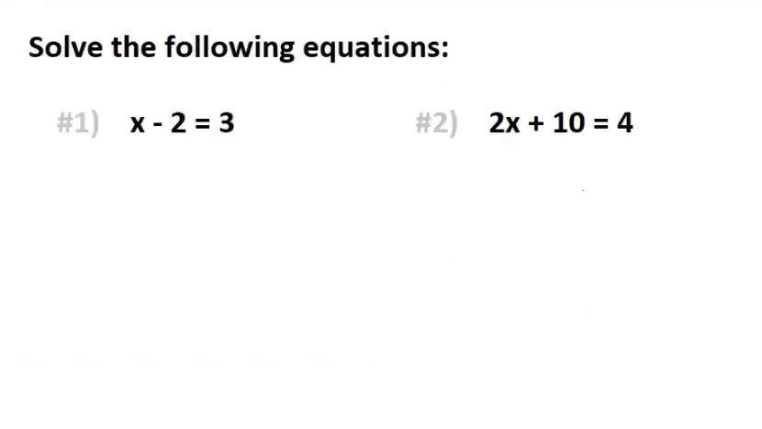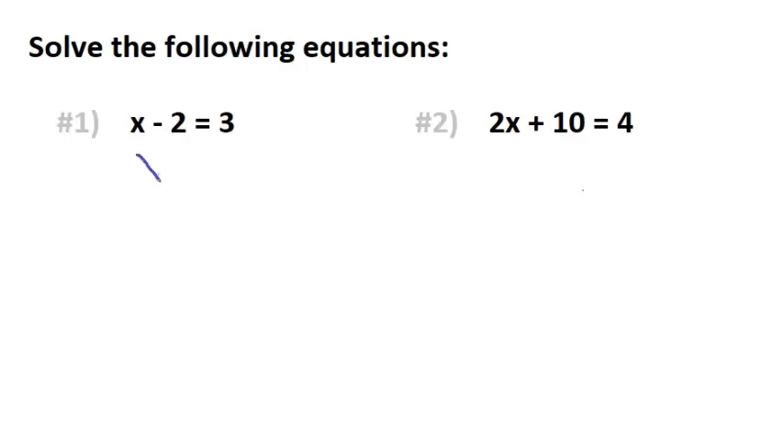Okay, so the first exercise is x minus 2 equals 3. We obviously know that the x should be 5, right? Because 5 is the only number that if you subtract 2 from it, you will get 3. So I know that the answer is 5. Let's use the process and see if it works.